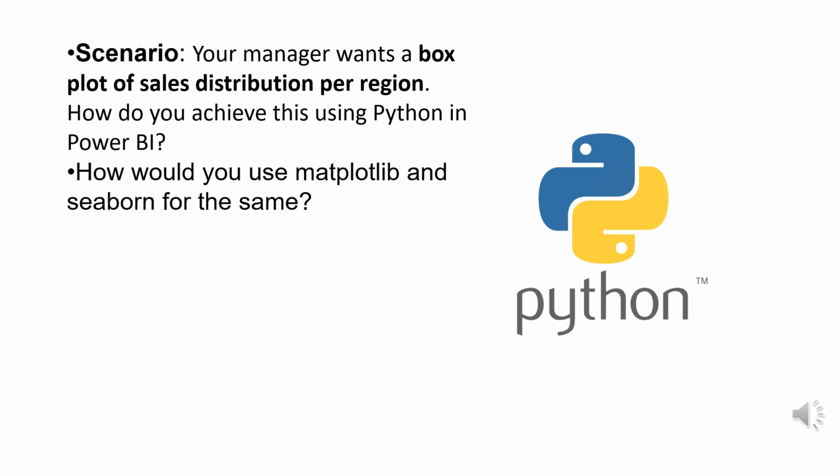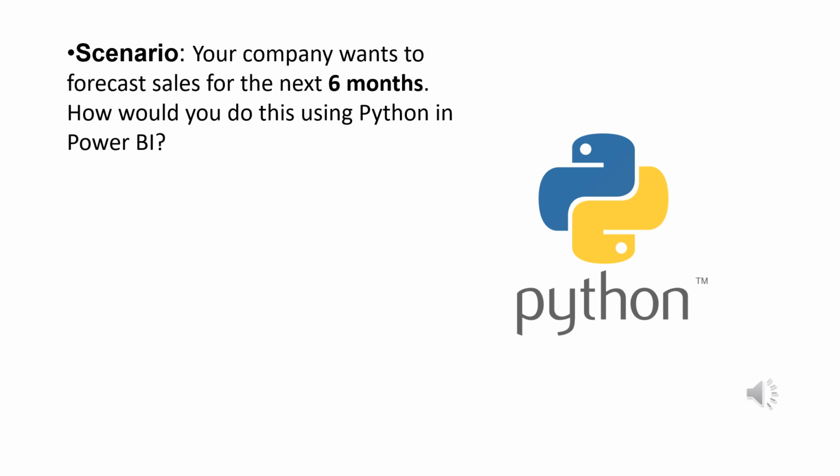Python question scenario: your manager wants a box plot of sales distribution per region. So how do you achieve this using Python in Power BI? How would you use the matplotlib library and seaborn library for the same? Python question scenario: your company wants to forecast sales for the next 6 months. So how would you do this in Python using Power BI?